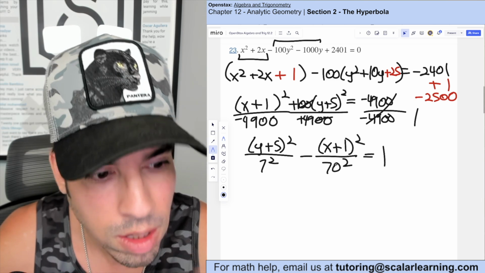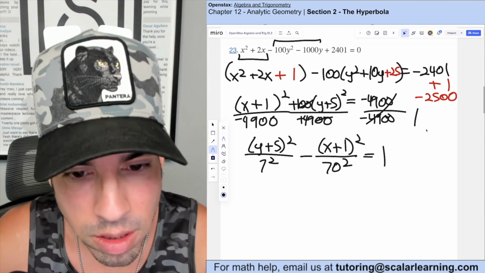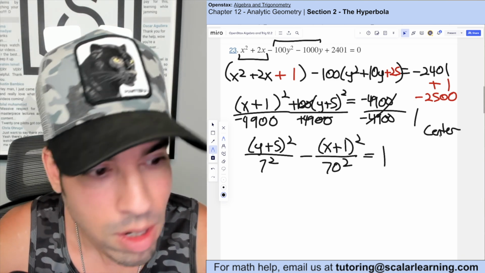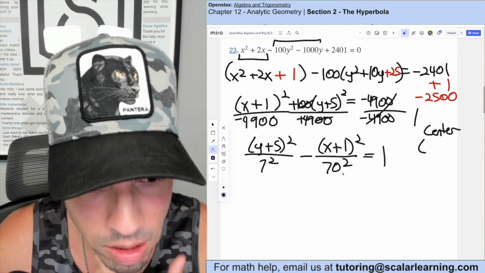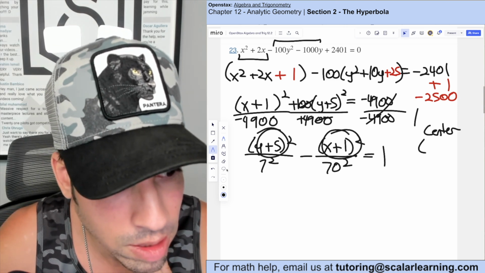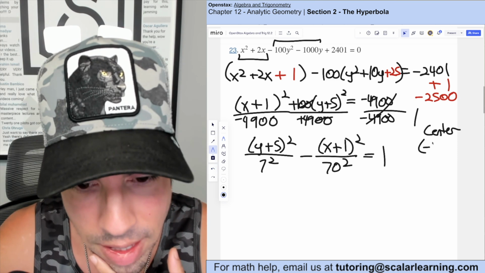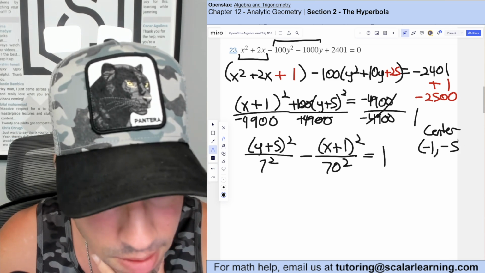And this equals 1. There's our nice standard form. Now let's do our thing. First, let's get the center. Center is really helpful even though they don't ask for it. It's the opposite of this and the opposite of that. So it's negative 1 for the x, negative 5 for the y.